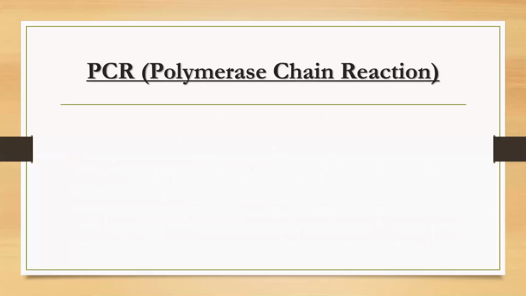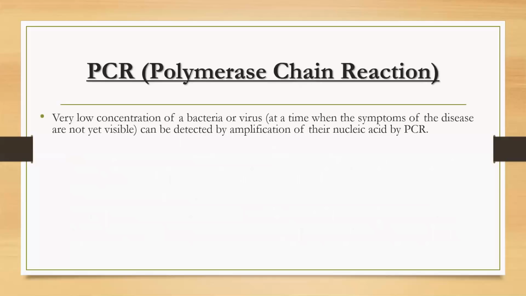Now, let me explain the PCR. Already we have studied about the polymerase chain reaction, the functioning of this PCR in the previous chapter. And here just application is mentioned. A very low concentration of a bacteria or virus, at a time when the symptoms of the disease are not yet visible, even in such case, the very low concentration of bacteria or viruses can be detected by the amplification of their nucleic acid by using PCR.